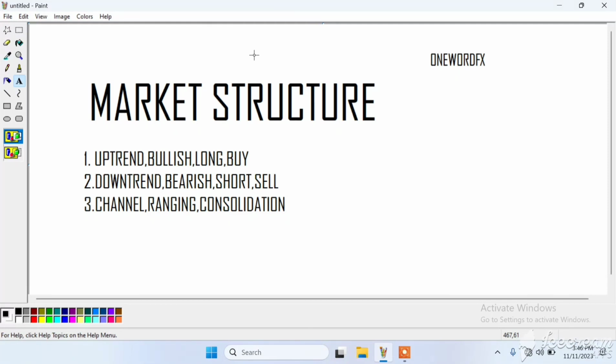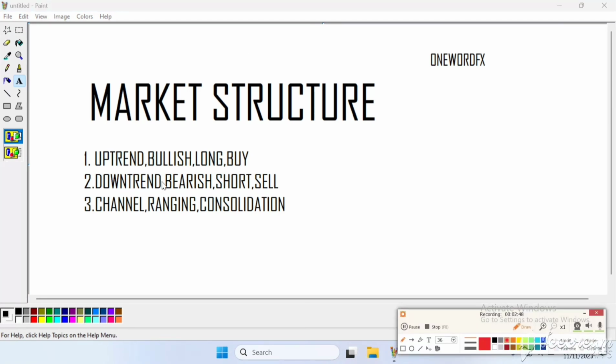Market structure is just how the market moves, and according to my knowledge, there are three forms in which the market moves. There are three market movements. The first on our list is the uptrend. Some people also call it the bullish movement, and some call it the long, some call it the buy. Whichever way they call it, it is just the uptrend.